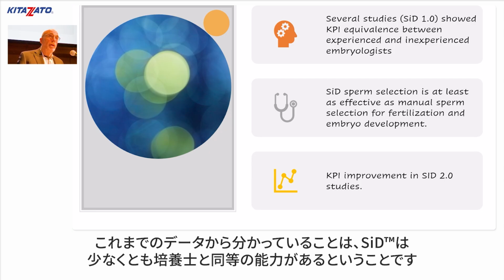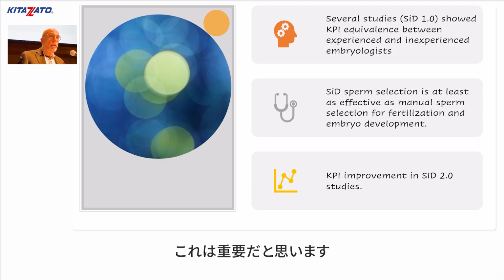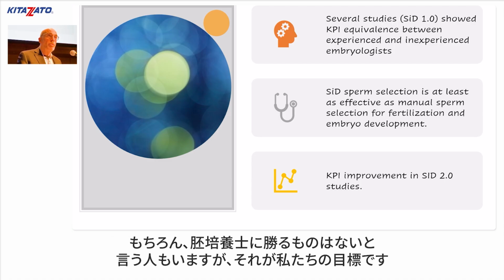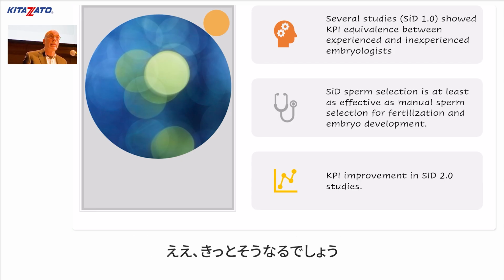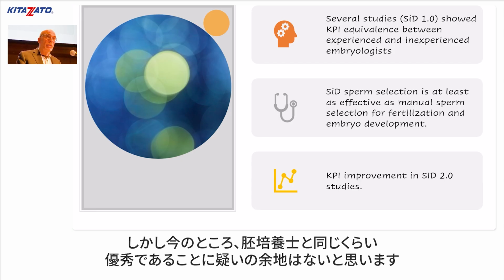What we know from all the data so far is that SiD is at least as good as an embryologist. I think that's important. Of course, people say, but it's not better than an embryologist, but that's what we want. Yeah, I think we'll get there. But right now, I think there's little doubt that it is as good as an embryologist.